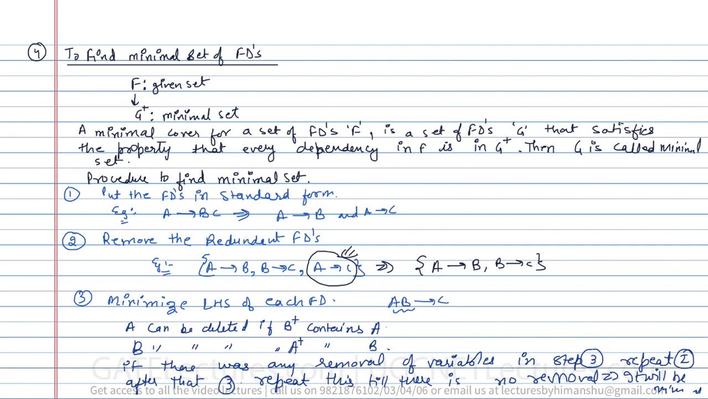Assuming that we have the functional dependencies A can determine B, B can determine C, and A can determine C. In this, first of all you have to remove A determines C because it is redundant. There's no point of writing this. So the minimal set will contain A can determine B and B can determine C.